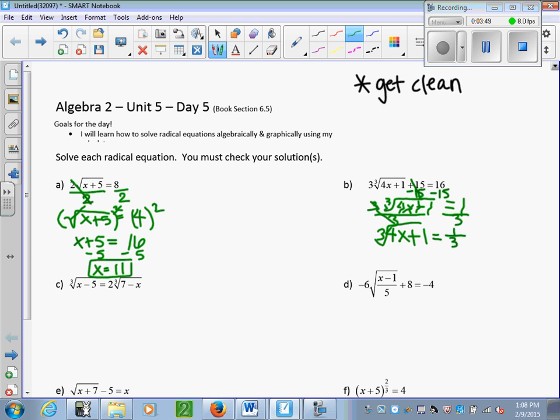Now I want to get my radicand free. To get it free, remember I'm doing the opposite of whatever my index is. If I'm taking the cube root, the opposite of that is cubing. So I'm going to cube both sides.